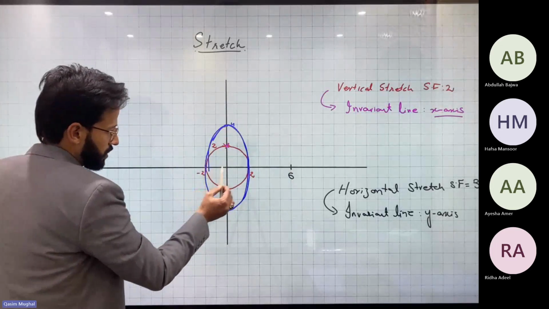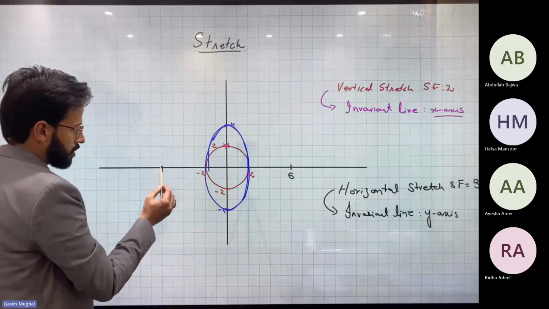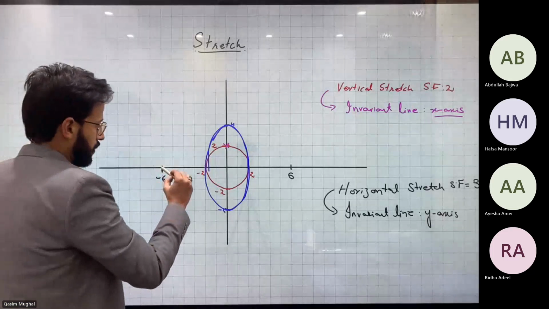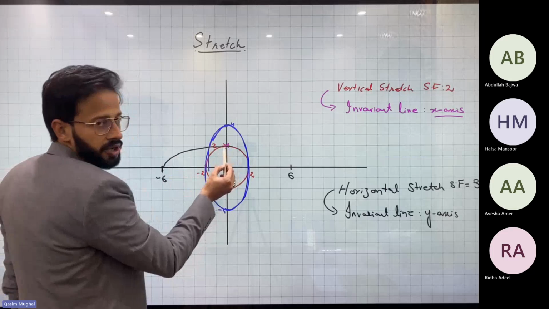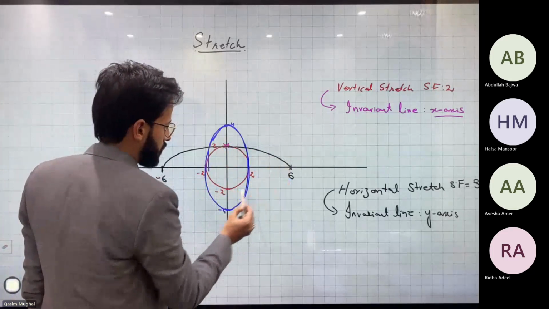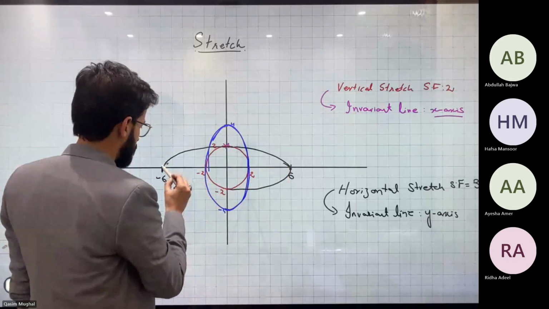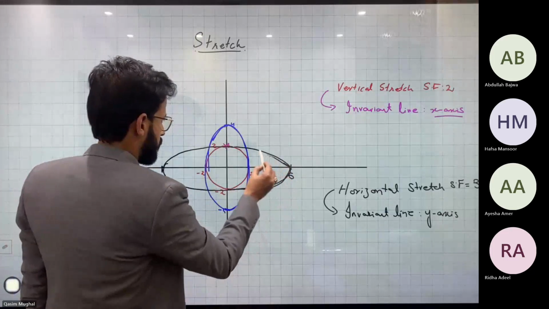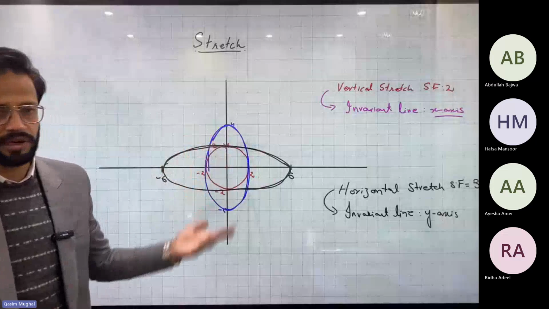This point here of the circle is 2 units away from the invariant line. After applying the stretch factor, it will be -6 here. Now I'm going to draw the shape. As I stated, this point is not going anywhere. It's not a circle anymore. We have obtained two elliptical shapes.